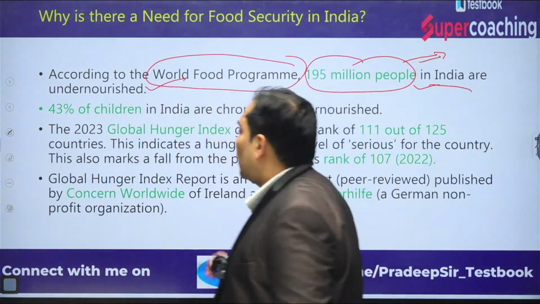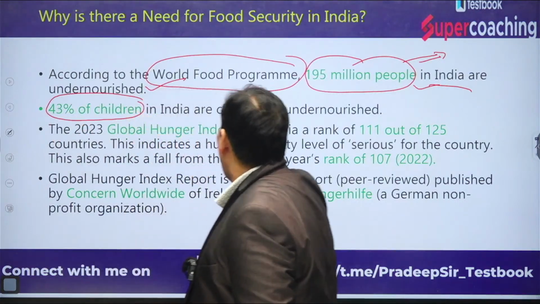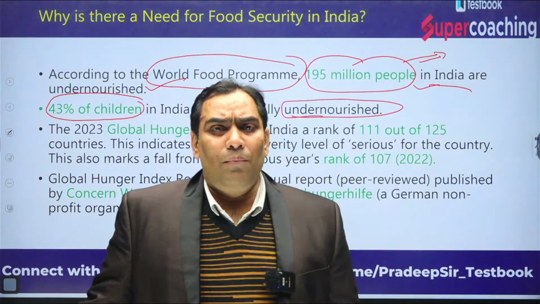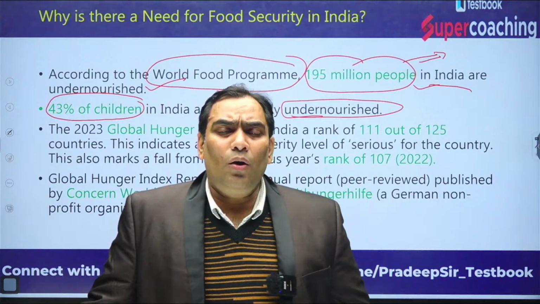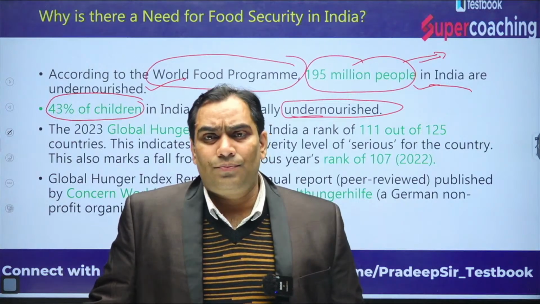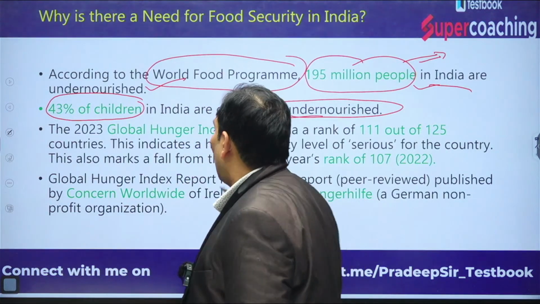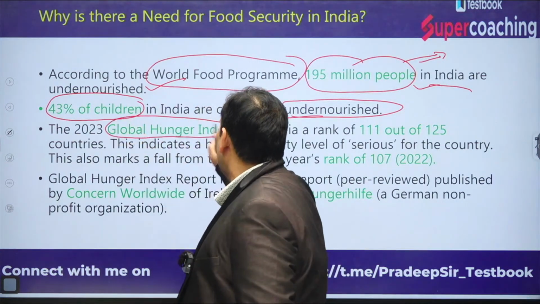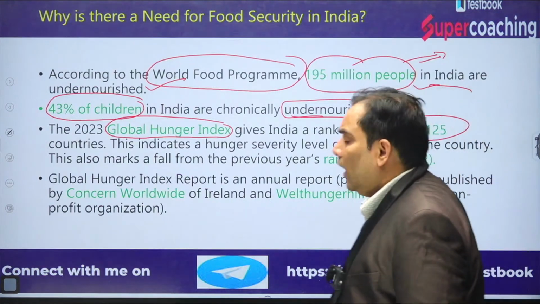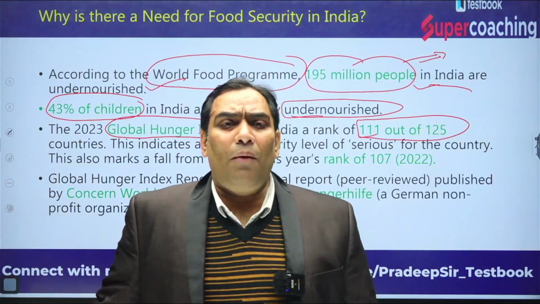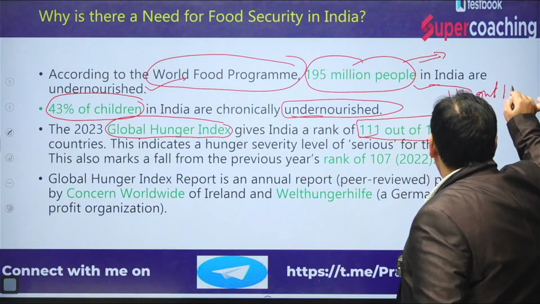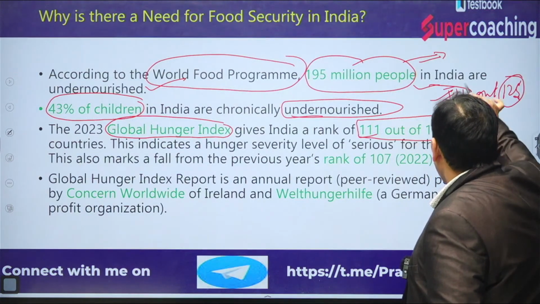Not only this, 43% of children in India are chronically undernourished. That means 195 million people are undernourished, and among them 43% of children are severely undernourished. Not only this, as per the Global Hunger Index of 2023, India ranks 111 out of 125. That means our rank is very, very poor.